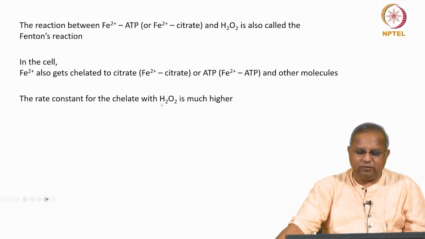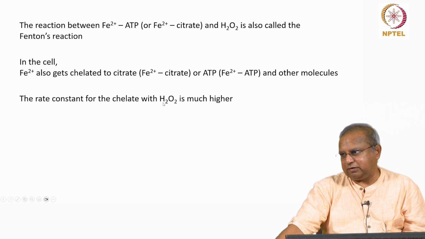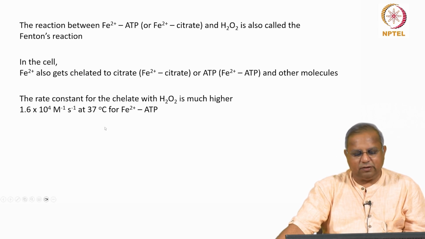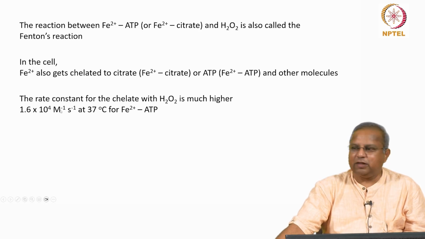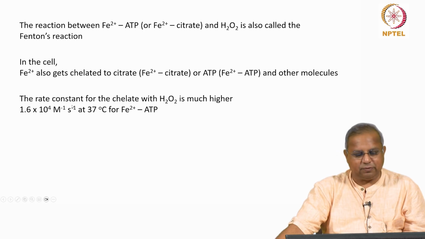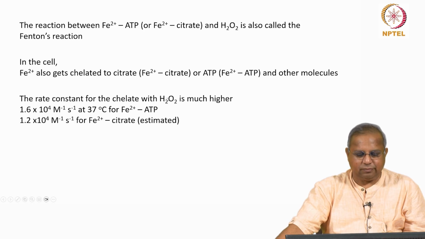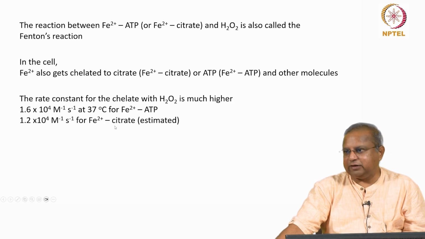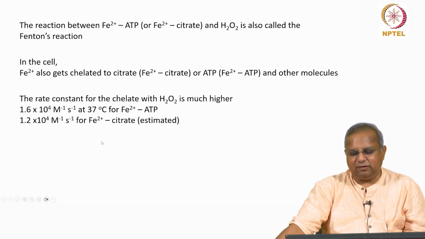The rate constant for the chelate with hydrogen peroxide is much higher than that of iron. For example, it is 1.6 into 10 power 4, much more than the one with iron, or more than the one with copper, at 37 degrees C for the ATP chelate. And again, of the same order for even the citrate chelate, and this is an estimated value. It's not measured, at least from the source that I have taken it. This is a compiled source. At that point in time, till 2015, it was not measured properly.